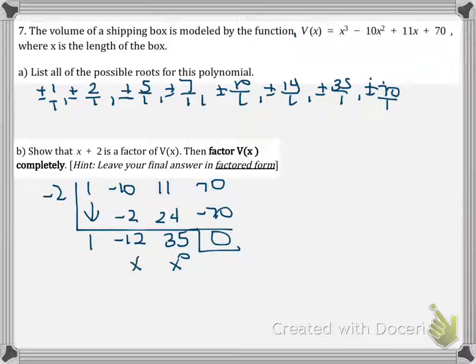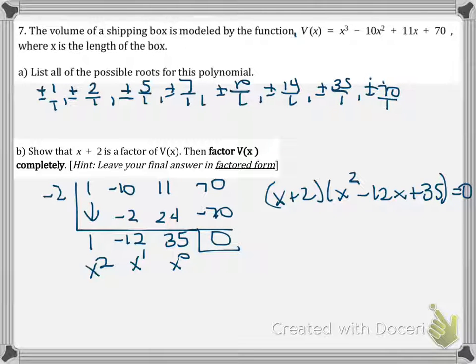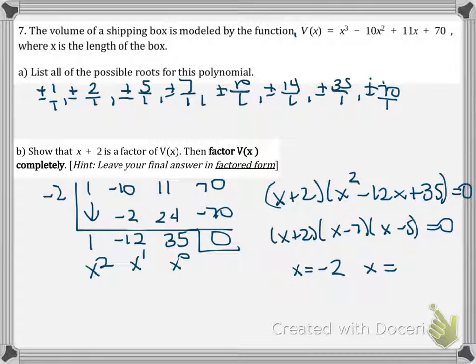So it's x to the 0, x to the 1, x squared. So x plus 2 is a factor, and now we're left with x squared minus 12x plus 35 equals 0. Now let's factor the x squared minus 12x plus 35, and that factors to 7 times 5, so x minus 7 times x minus 5 equals 0. So those are the factors, and then of course we're going to need to know the intercepts. So x equals negative 2, x equals 7, and x equals 5.